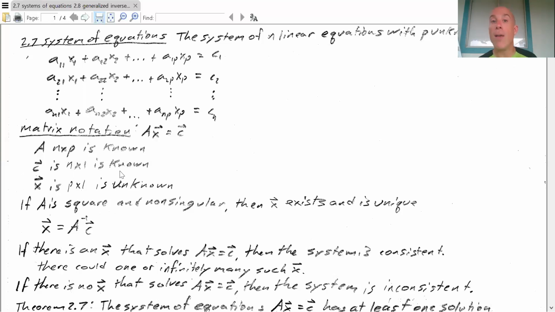So remember, we have n equations. Now the vector x is a p by 1 vector, and all of its values are unknown. So A is an n by p, all its values are known. C is n by 1, a length n vector, and all of its values are known. But x, when we're solving the equations, we're trying to find out what the x values are.